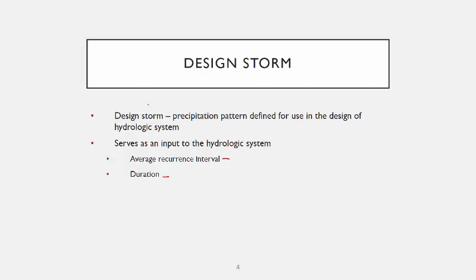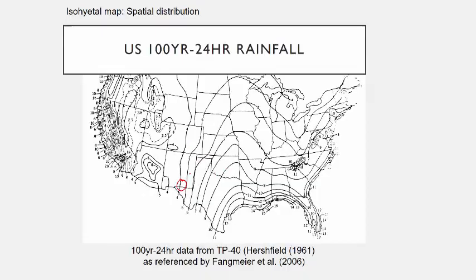Remember that sometimes we refer to the depth of a storm or the volume of a storm as depth, because it's over an area, and that makes it a volume. So the two things, as you can see, are the average recurrence interval and the duration.